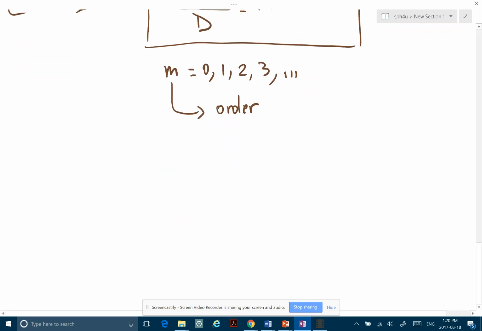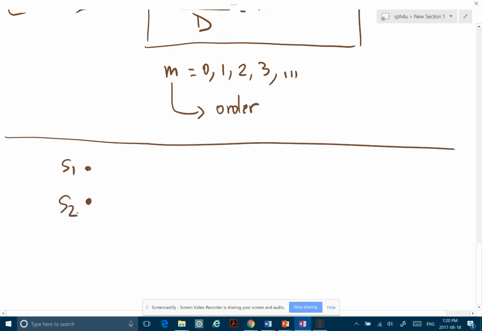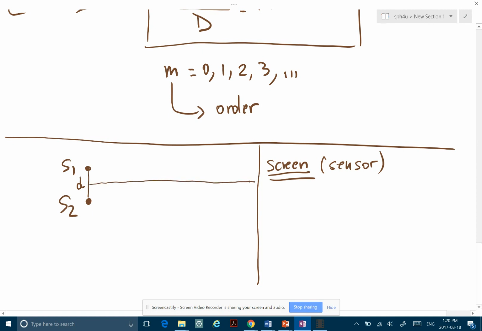Okay. So in general, for any waves, let's draw a little diagram here now. So we have two sources, so we can better visualize it. There is a distance d between them. Okay, and then we have a screen here. Whatever that screen is, some sort of a sensor, right? That's what I mean by a screen. And then the distance between the screen and the sources is D.